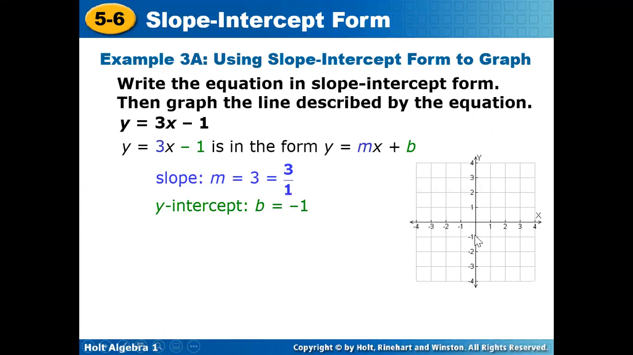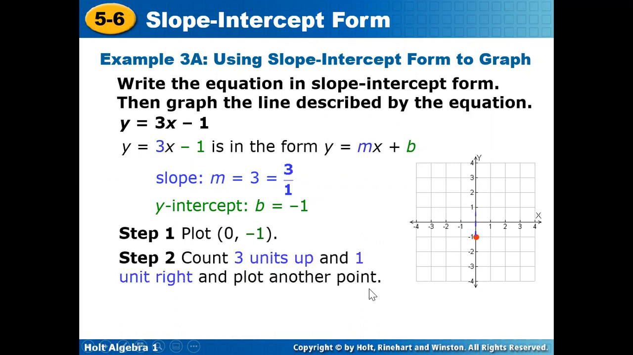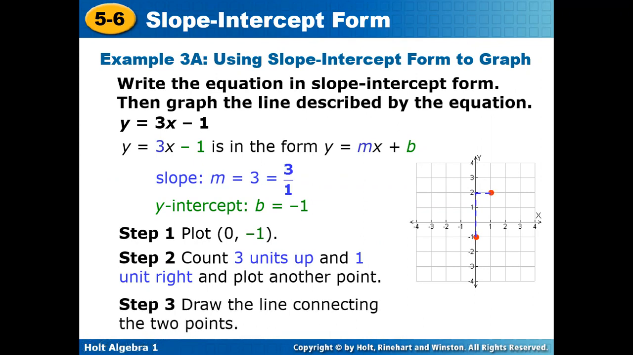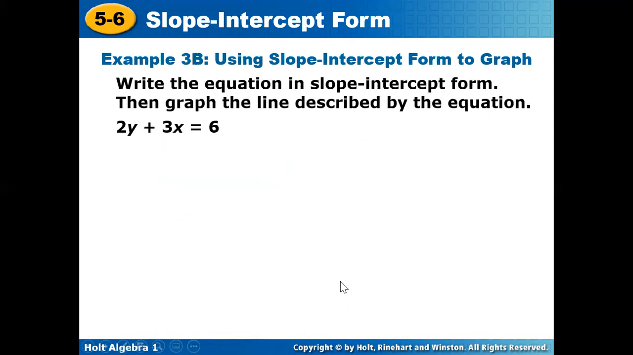So we're going to plot our point. Then we are going to use our slope, positive 3 over 1, positive rise over run, plot our next point, and graph our line. Drawing our line.